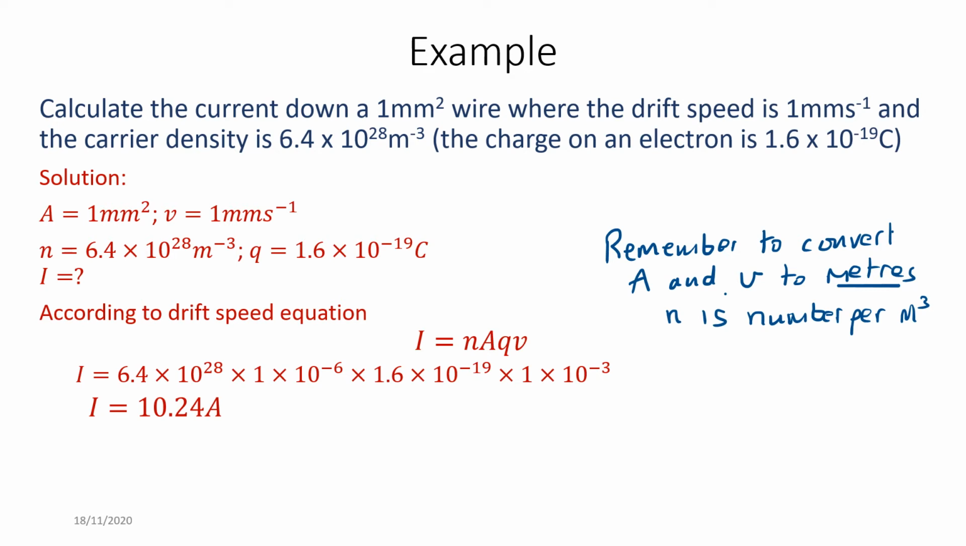So that would be 6.4 times 10 to the 28, which is n, times 1 times 10 to the minus 6, which is the area in meters squared, times 1.6 times 10 to the minus 19, which is q, charge on the electron, times 1 times 10 to the minus 3 meters per second, which is the velocity. That gives us 10.24 amps. So well done if you got that right.